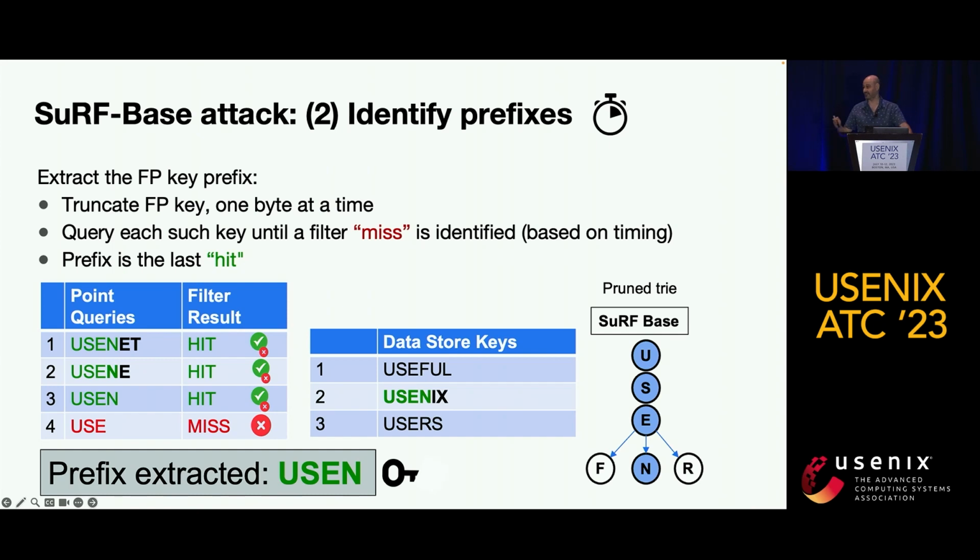Next, we wish to identify the prefix. We remove 1 byte at a time from the false positive key, usenet in our example, until we get a miss, again based on time measurements. For USENE and USEN, the filter returns a hit, since while traversing SuRF, they both reach the leaf node N. However, for USE, the filter returns a miss, since while traversing SuRF reaches the internal node E. From this step, we extract the prefix USEN, which is the last hit.